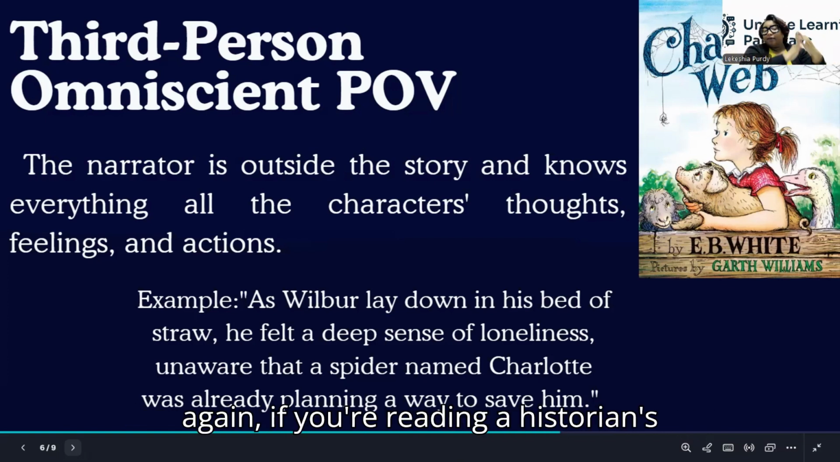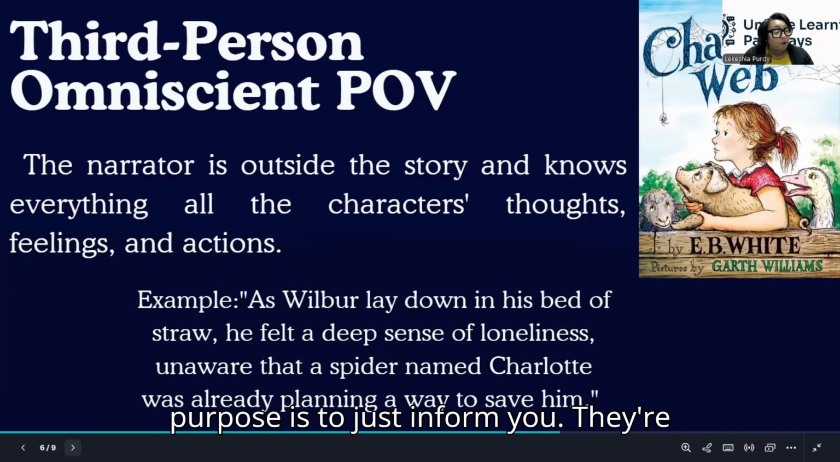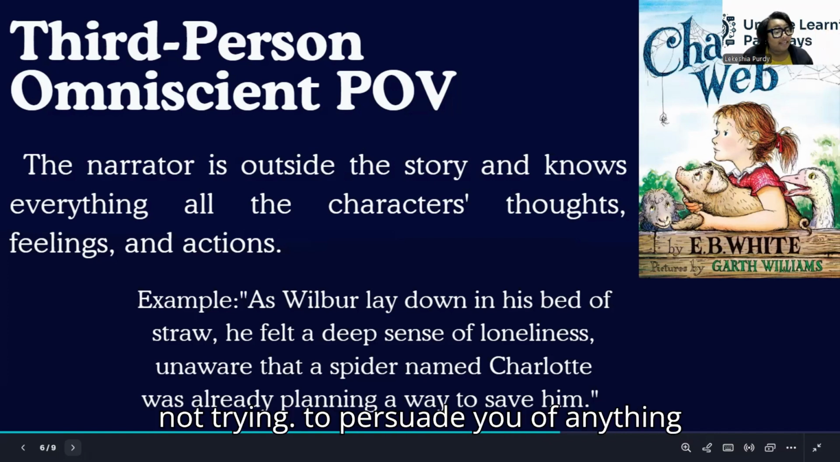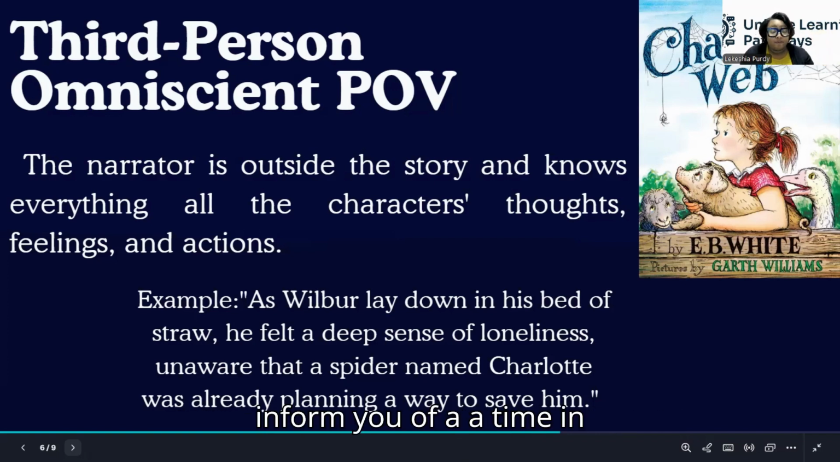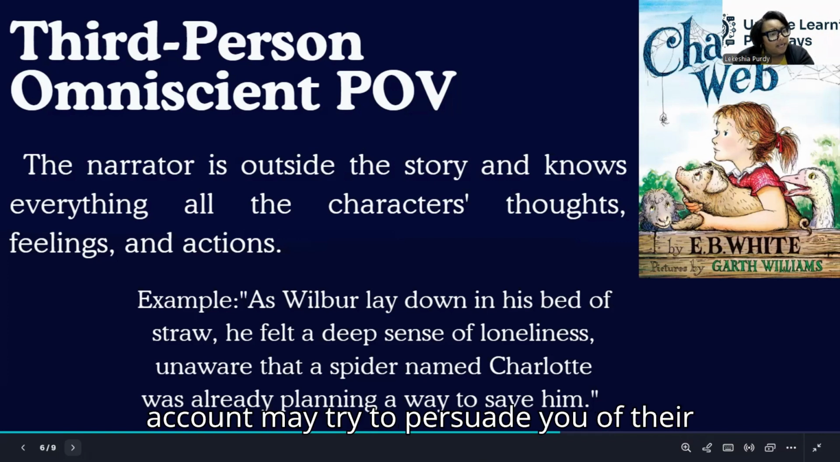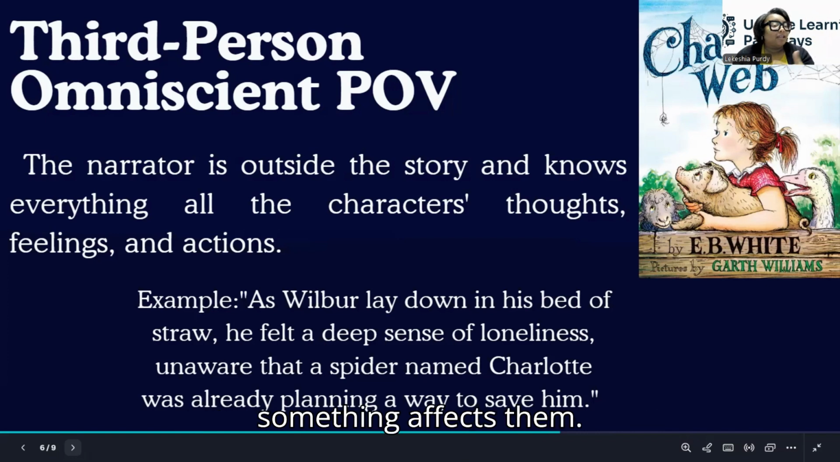Once again, if you're reading a historian's account of something, then they just want you to grab knowledge, right? Their purpose is to just inform you. They're not trying to persuade you of anything at that point. Now, some do, but in that case, they may just be trying to inform you of a time in history. However, a person who is writing from a first person account may try to persuade you of their opinion of war or the impact of how something affects them.